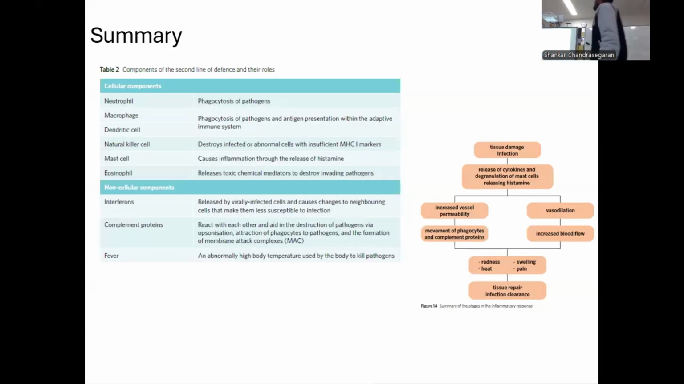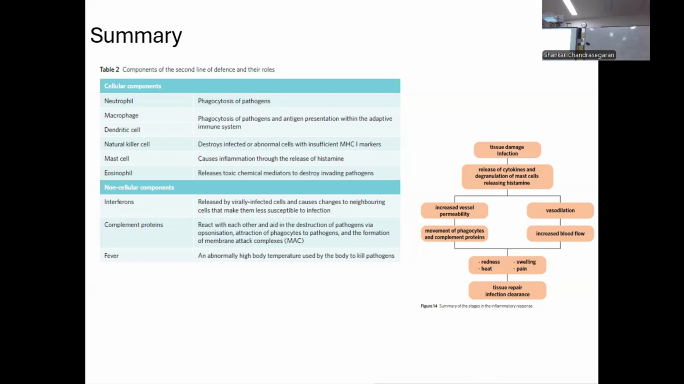Alright, essentially, just remember the cellular components of your second line of defense, non-cellular components. The cellular components, the top three, neutrophil, macrophage, dendritic cells, they are phagocytes, meaning that they engulf the pathogens to destroy them. Macrophages and dendritic cells, however, are antigen presenting cells that are related to your adaptive immune response.